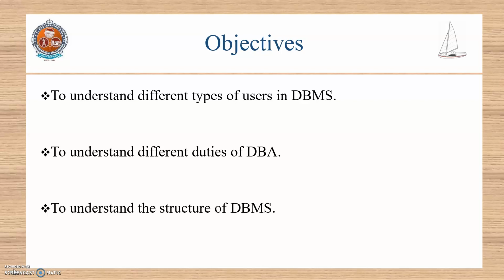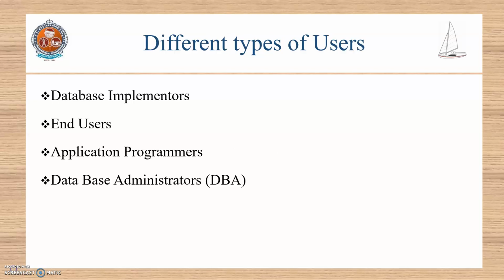The objective of this lecture is to understand the different types of users in DBMS, to understand different duties of DBA, to understand the structure of DBMS. A variety of people are involved with creation and use of databases. There are four types of users in DBMS based on their usage. They are database implementers, end users, application programmers, database administrators.